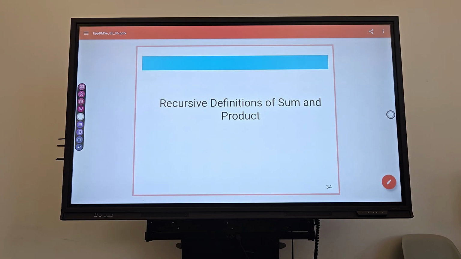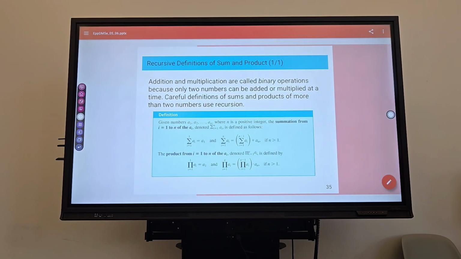Recursive definitions of sum and product. Addition and multiplication are called binary operations because only 2 numbers can be added or multiplied at a time. Careful definitions of sums and products of more than 2 numbers use recursion. Given numbers a sub 1 through a sub n, where n is a positive integer, the summation from i equals 1 to n of a sub i is defined as follows.